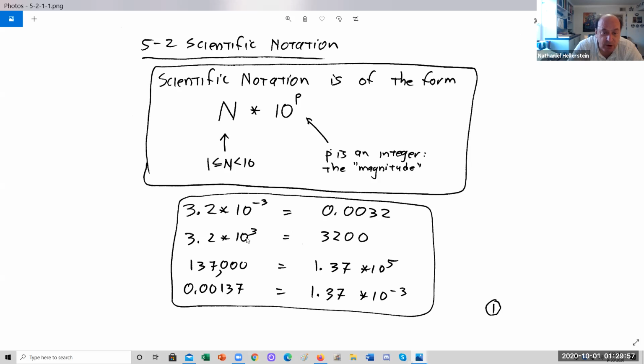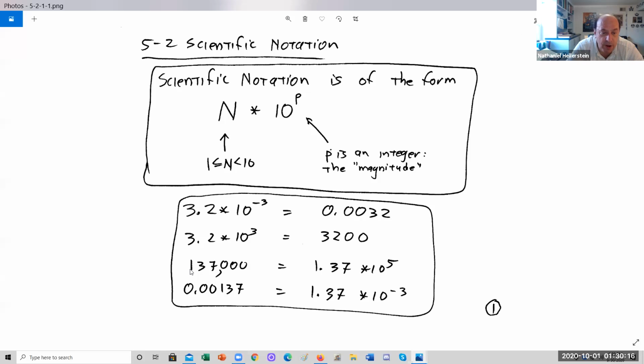3.2 times 10 to the third. 10 to a positive power is going to be a big number, in this case, thousands. So we're going to move this decimal point 3 places to the right. 1, 2, 3. 3,200.